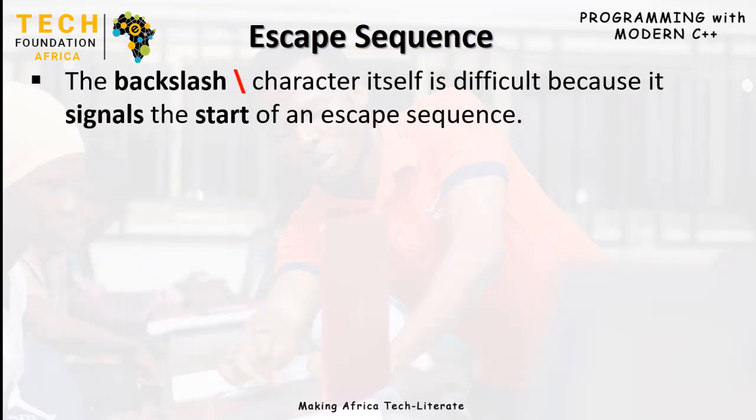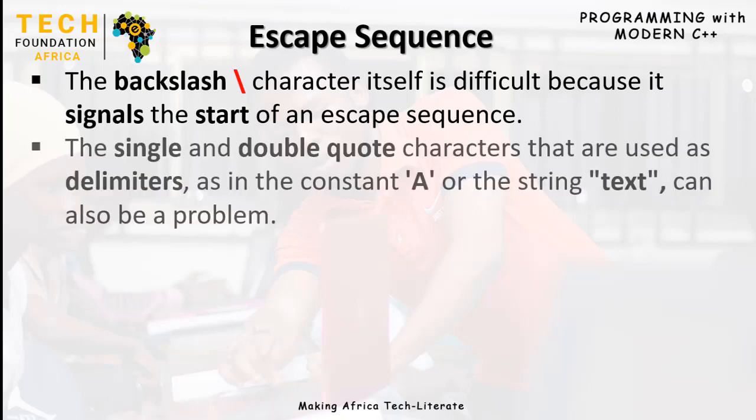So the / character, like I said, is difficult because it signals the start of the escape sequence. Single and double quote characters are used as delimiters, as in a constant. Like if I want to represent, let's say, capital A, I have to save it as a character. So what you do is you wrap it inside a single quote. Is that okay? But if you have more than one letter, for instance, if you want to save the name Eric in your code, then you have to wrap them in a double quote.